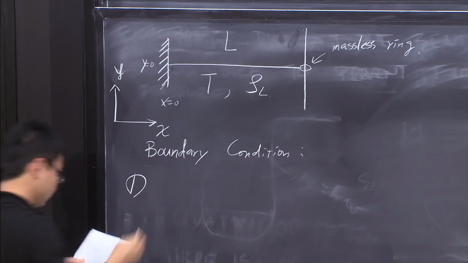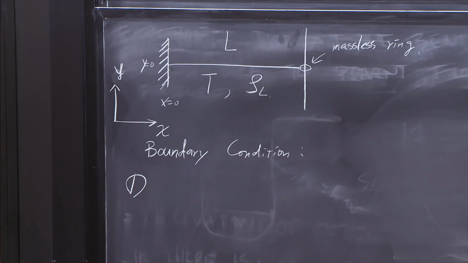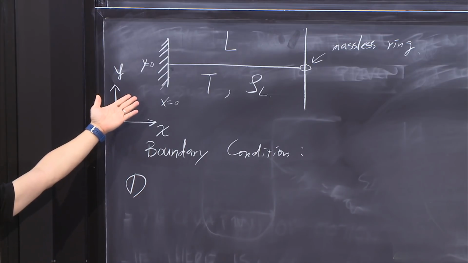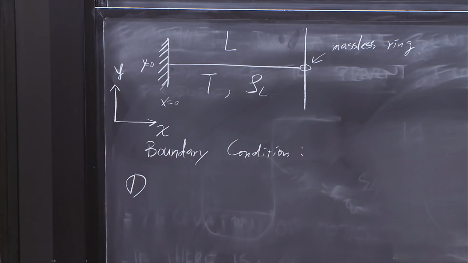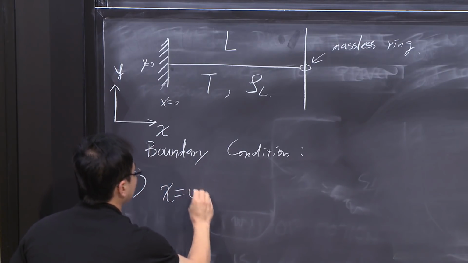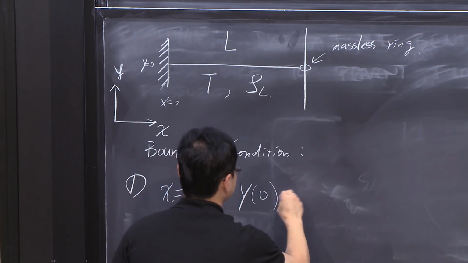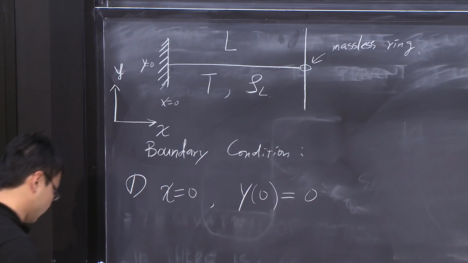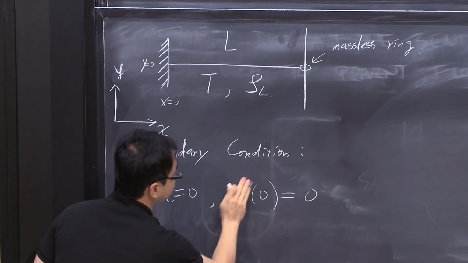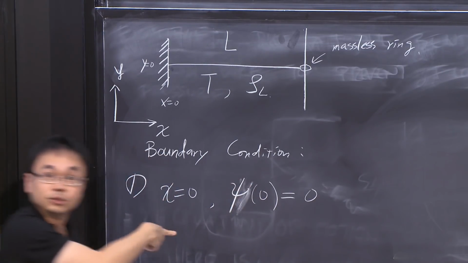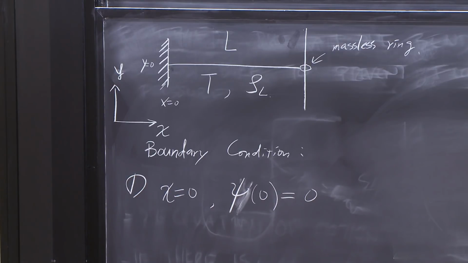What is actually the first boundary condition? Anybody can tell me? Which describes the physical situation on the left-hand side. Y0 is 0. Very good. So when x is equal to 0, y0 is 0. Okay, on my note I was using a different notation, so I will just use psi. So psi 0 is equal to 0.